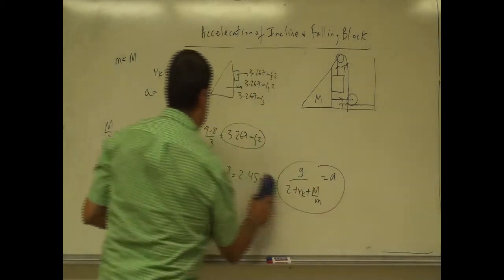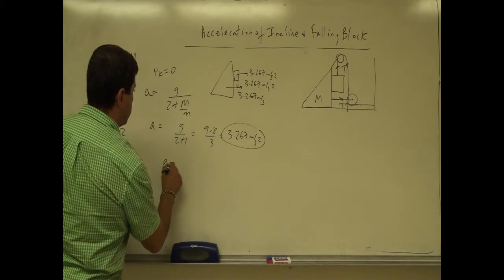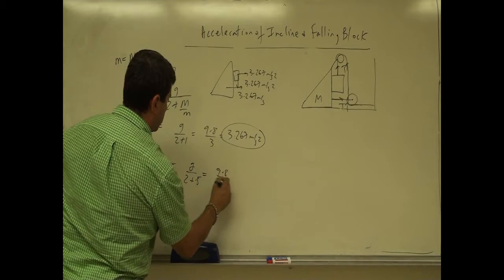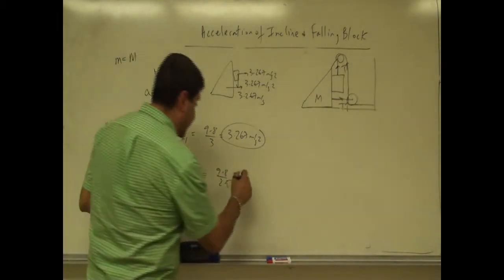So what's the answer going to be now? So then it's going to be a equals g over 2 plus half, so 9.8 over 2.5. So that's going to be almost 4 meters per second squared, right?